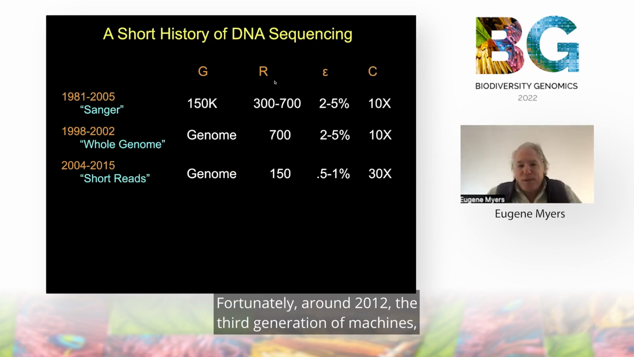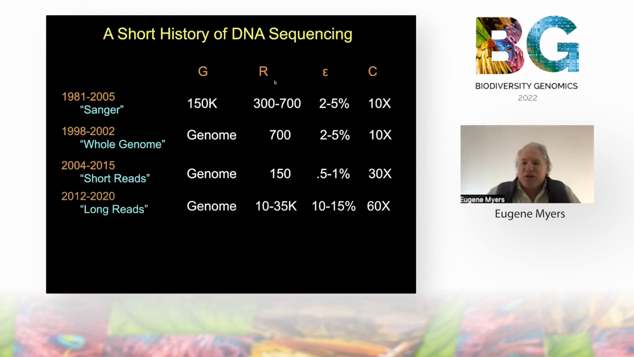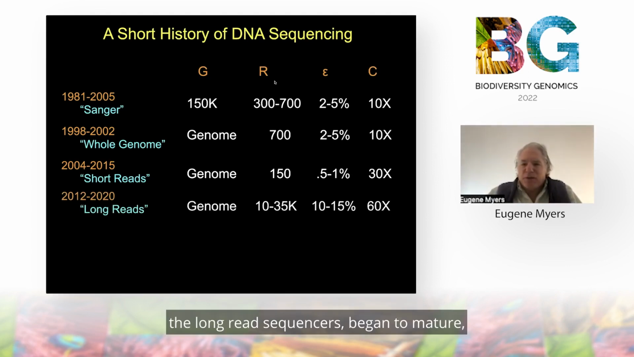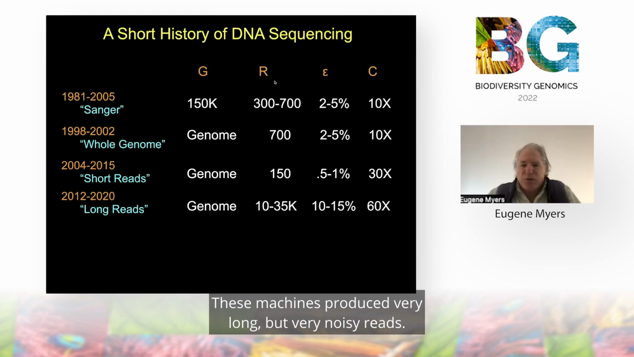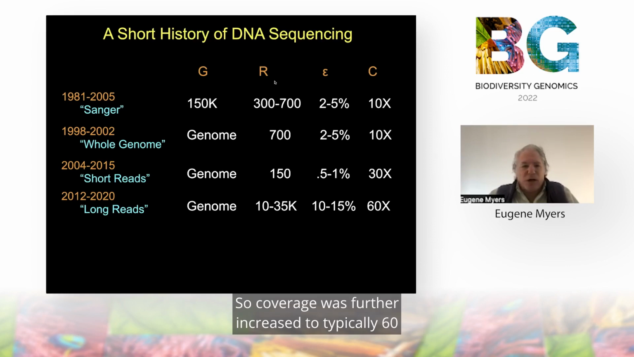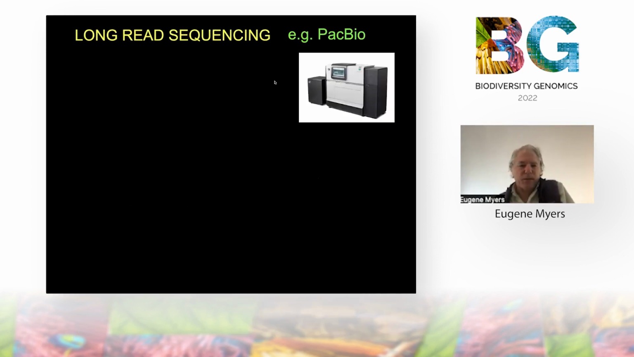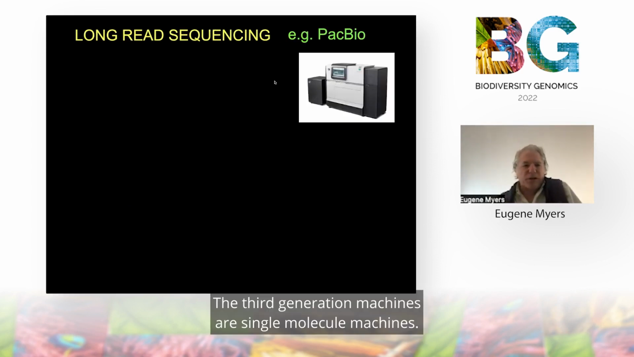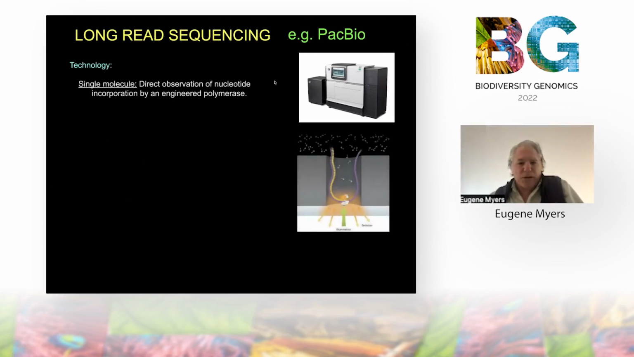Fortunately, around 2012, the third generation of machines, the long-read sequencers, began to mature, and the next era started. These machines produced very long but very noisy reads. So coverage was further increased to typically 60 to compensate for the increased error rate. The third generation machines are single molecule machines.